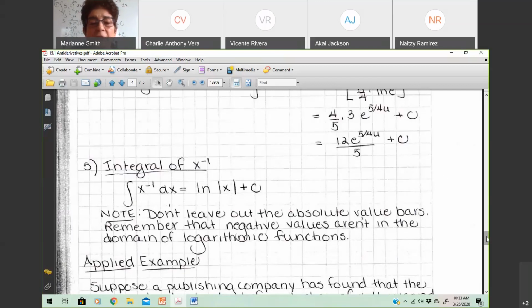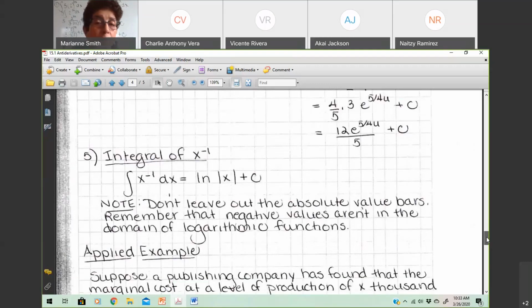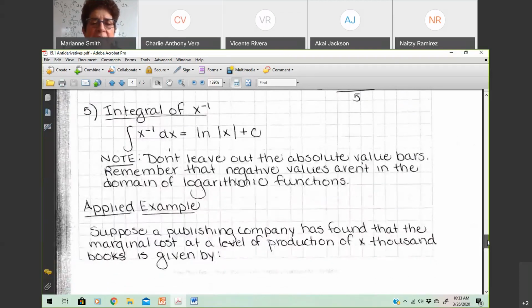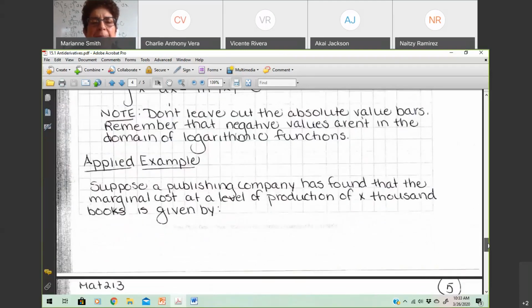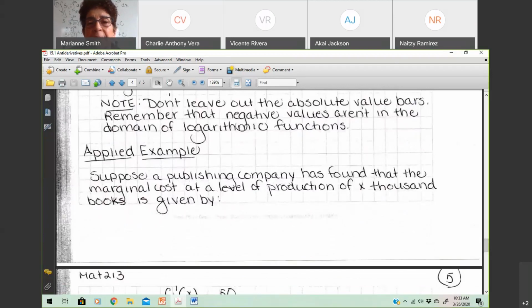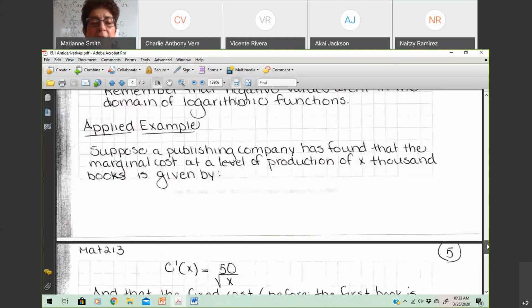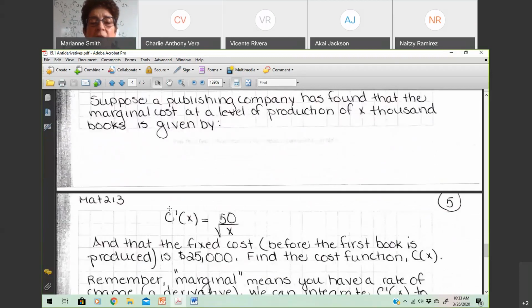And the last thing we're going to do here is an applied example. Like what would we want to integrate? Why do we need to find antiderivatives? So here's a business example. Suppose a publishing company has found out the marginal cost, keyword marginal cost means it's a derivative, at a level of production of X thousand books is given by this function. They're also doing you the favor of putting the prime here. So you know this is a marginal cost function, C prime.